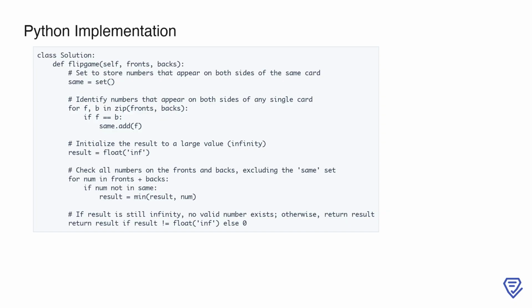Complexity analysis. Time complexity: O(n). The code iterates over the cards once to populate the same set, which takes n, and again over the combined list to find the smallest valid number, which takes 2n. Thus, the total time complexity is O(n). Space complexity: the same set consumes O(k) space, where k is the number of unique numbers that appear on both sides of a card.